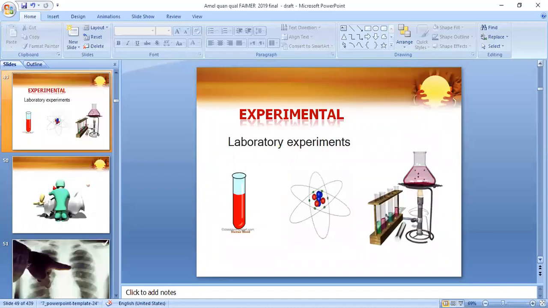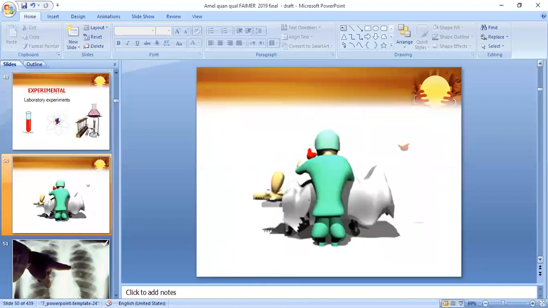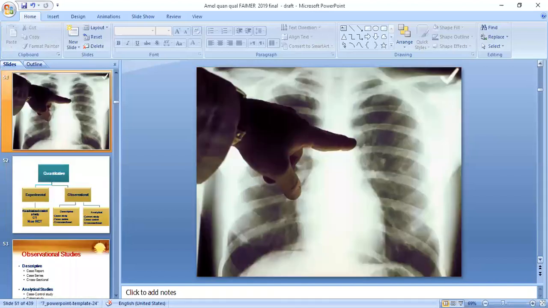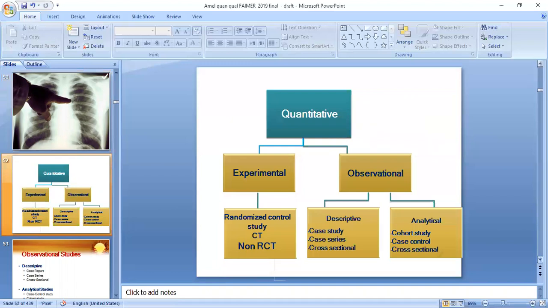As regards the experimental research, it depends on what you are going to do in the lab, for example, or what surgery you are going to do, any intervention, or any medications that you are going to use on patients, and you are going to evaluate your result. So this is the difference between the experimental research and observational research.